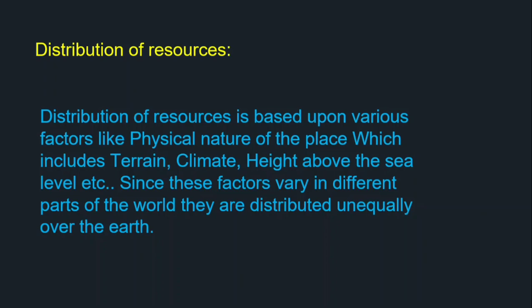Distribution of resources. Distribution of resources is based on various factors like the physical nature of the place, which includes terrain, climate, height above the sea level, etc. Since these factors vary in different parts of the world, resources are unevenly distributed. So, for example, like coal, we can't get coal everywhere. We can't get it under the sea. And petroleum, we can't get it under the land. Okay, so those are some examples.